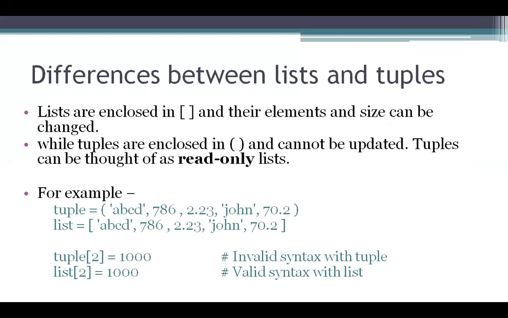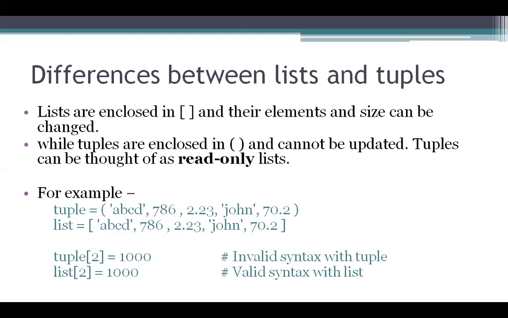The first difference, as we have discussed, is that in the list the elements are provided within square brackets, and the size can be changed. You can add or append, or insert a value wherever you want. All these kinds of operations can be performed on a list. But when it comes to a tuple, the values are enclosed within parentheses and it cannot be updated, and it's also called a read-only list.